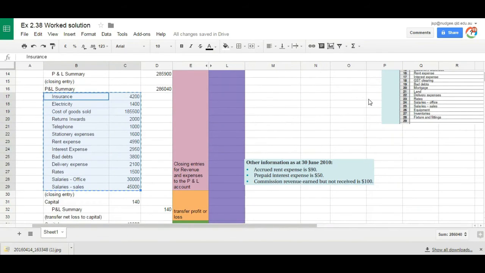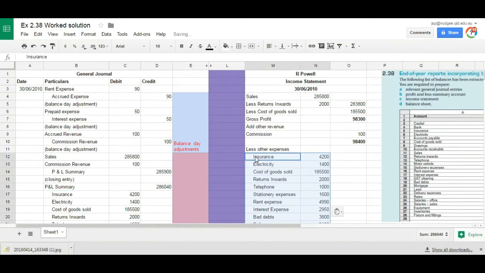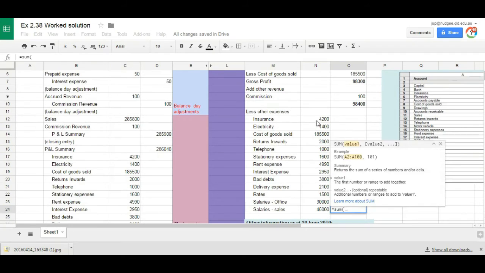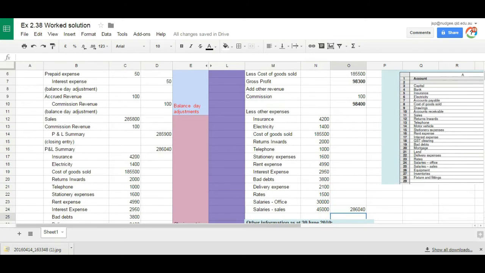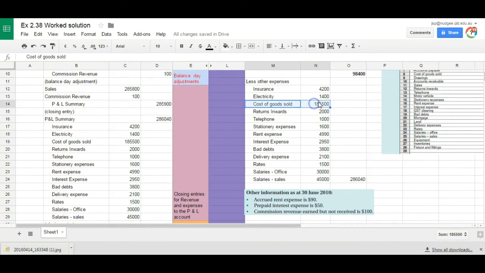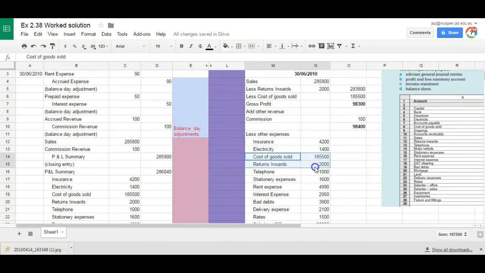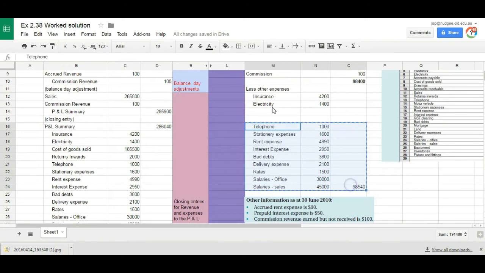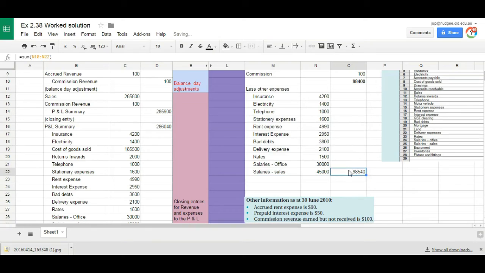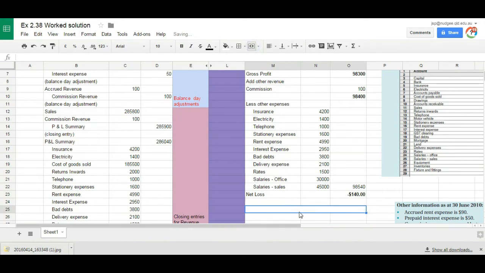Now, less other expenses. You see another copy and paste happen here. Now, that copy and paste is problematic. It's problematic because you've used cost of goods sold there already, and you've also used return inwards. So you need to make sure that you get rid of those when you do that. All right, so there's all of our expenses. Then we take one away from the other and we get our net loss. Bold it, put a dollar sign on it, it's important.